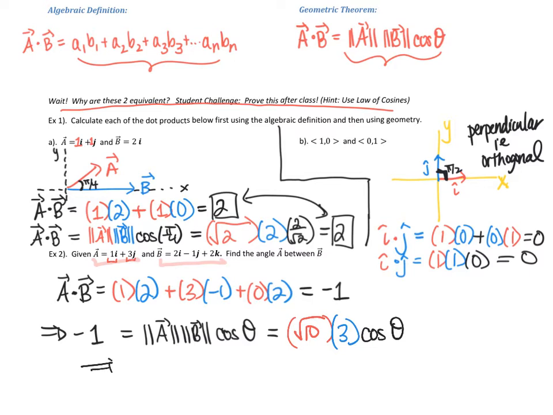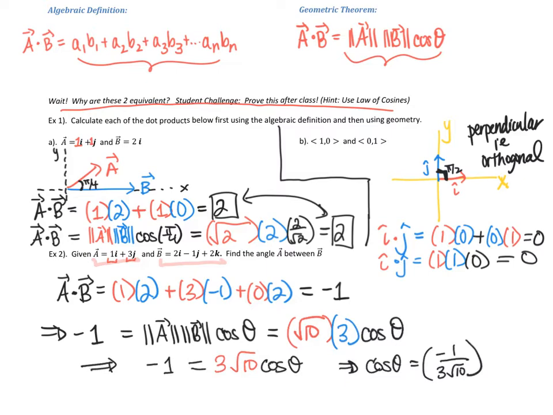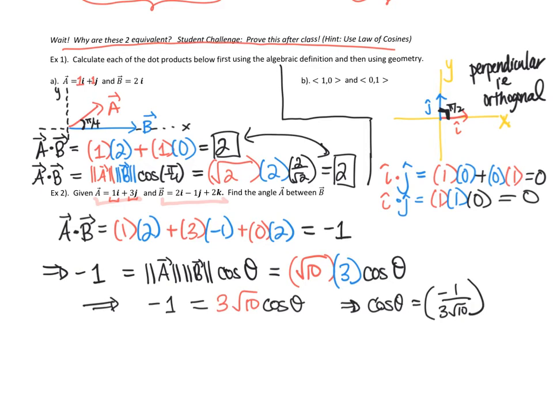But now notice this equation I've got. I now have negative 1 is equal to 3 times the square root of 10 cosine theta. So I can solve for cosine theta. This means cosine theta is going to be negative 1 over 3 square root of 10. And then I can just take the inverse cosine, and this will get me the angle. So notice here, I'm going to have theta is inverse cosine of negative 1 over 3 square root of 10. And that means theta is approximately 1.676 radians.